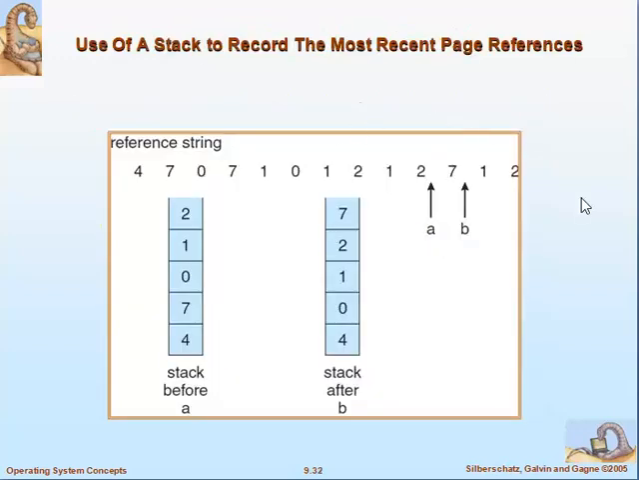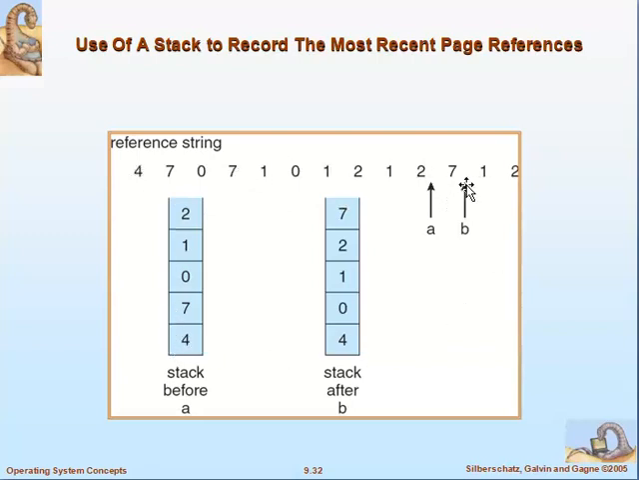You can see this is an example of the use of a stack to record the most recent page references. This is the stack and this is the reference string. This is the stack status before A. Before A, 2 is the most recently used, so it is on top of the stack, 1 is next, then 0, then 7, and 4 is last. The most recently used is on the top and the least recently used is at the bottom.